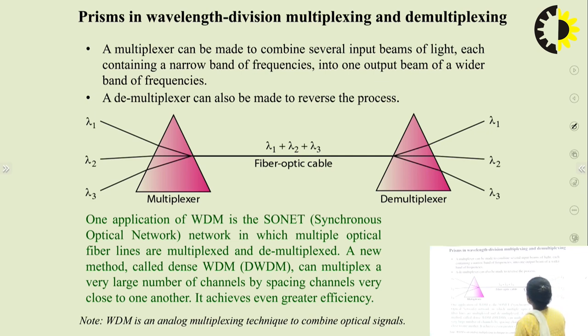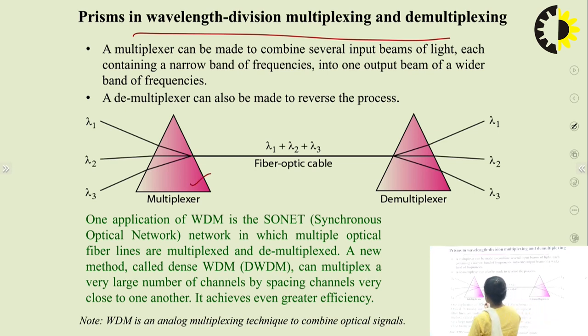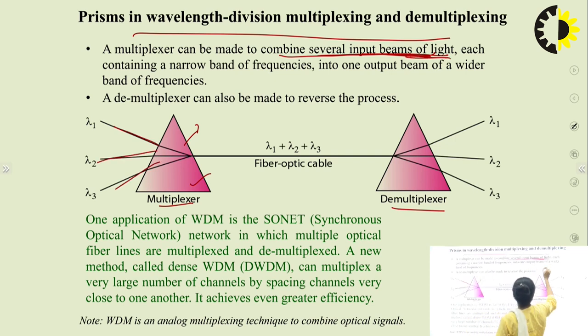Now, the prism in wavelength division multiplexing and demultiplexing. As I told you, the prism is the device. This is the prism that is used at the multiplexer end, and this is the prism that is used at the demultiplexer end. The prism at the multiplexer end combines several input beams of light, each of them containing a narrow band of frequency, into one output beam of a wider band of frequency.